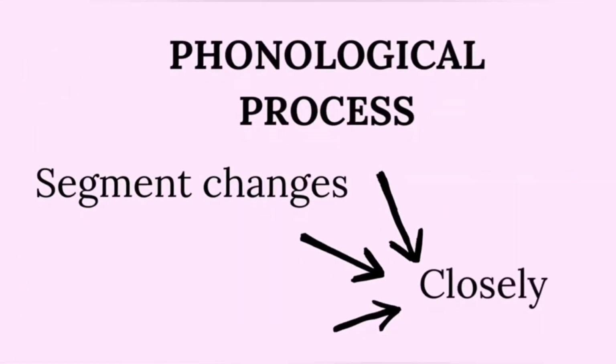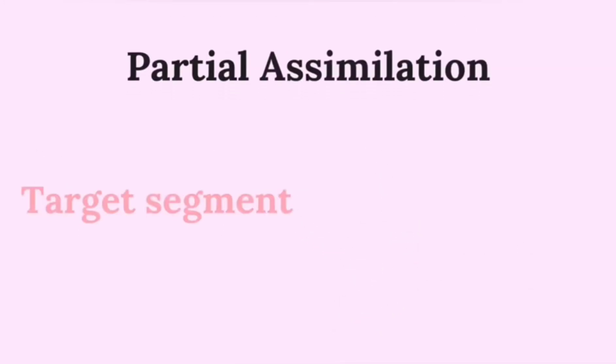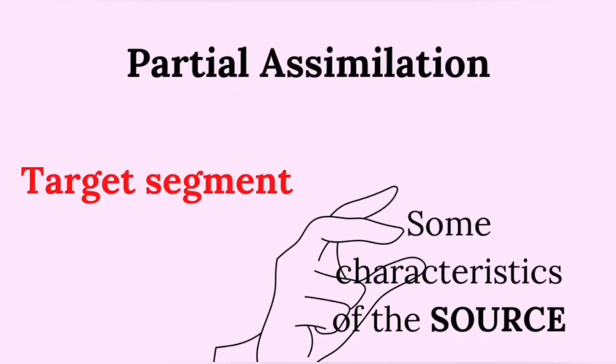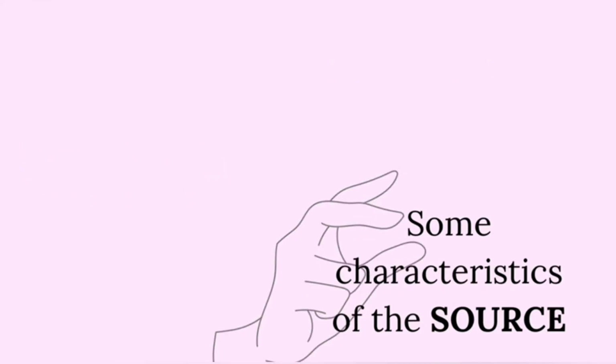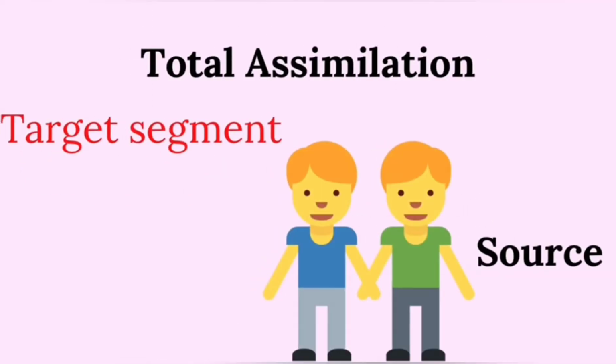Assimilation is a phonological process in which a segment changes to resemble its neighbors more closely. In a partial assimilation, the target segment takes on some but not all of the characteristics of the source segment. Total assimilation is the limiting case: the target becomes identical to the source. The antithesis of assimilation is dissimilation.